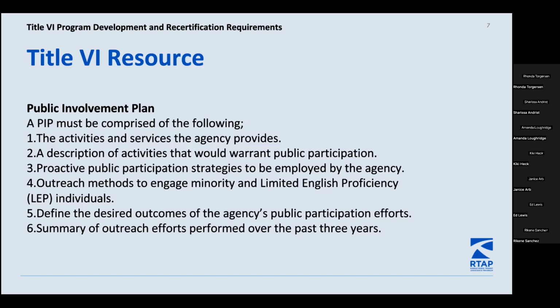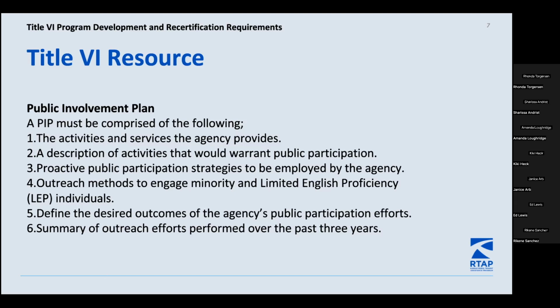within a PIP. That is the activities and services the agency provides, a description of activities that would warrant public participation, proactive public participation strategies to be employed by the agency, outreach methods to engage minority and limited English proficiency individuals, define the desired outcomes of an agency's participation efforts, and a summary of outreach efforts performed over the past 3 years. So this seems like a lot of things, but these 6 points do need to be explicitly stated within a PIP in order for them to be in compliance with Title VI.